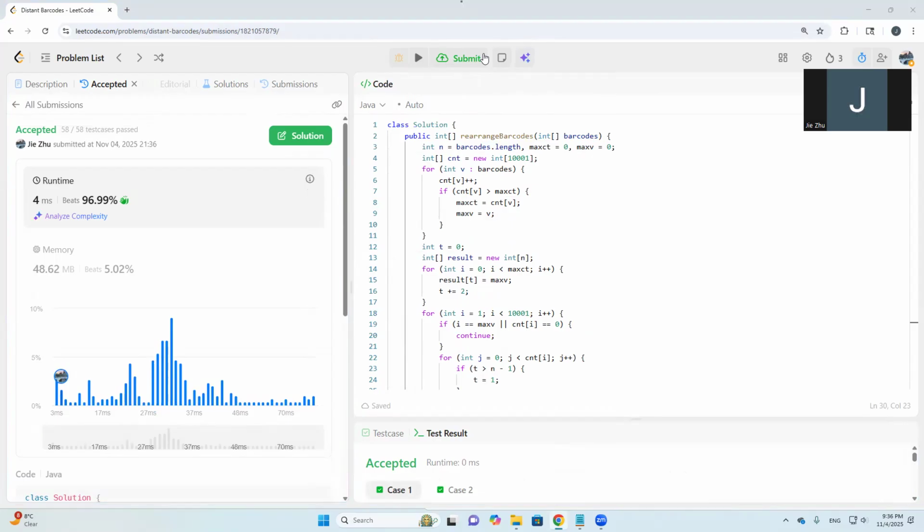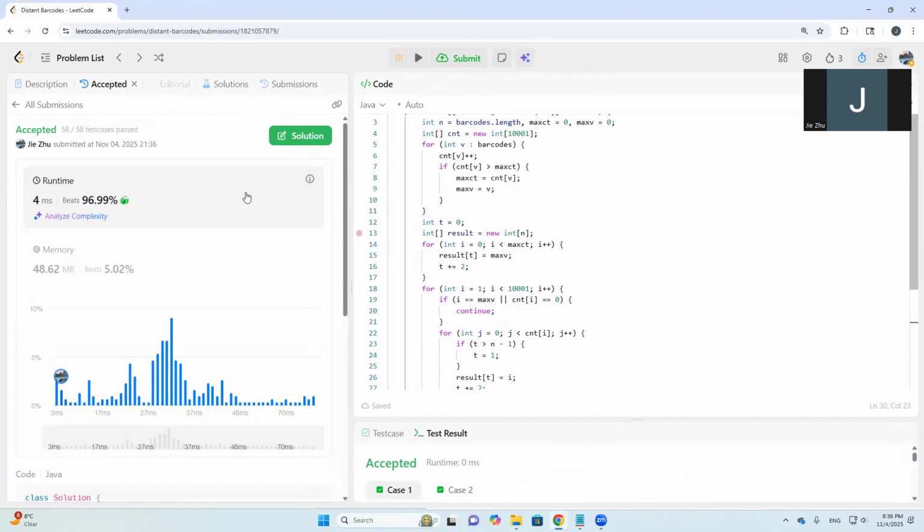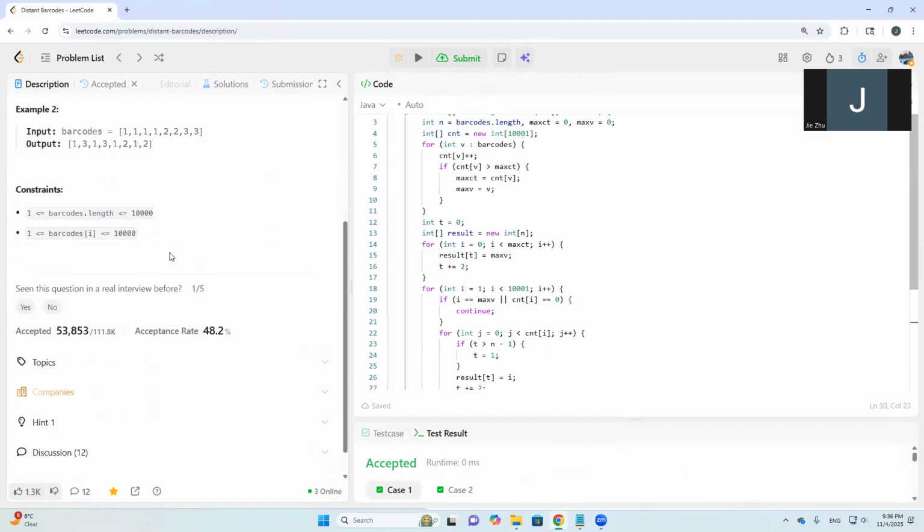Okay, so it will be O(n) time complexity with O(n) space complexity, right? And the space is also n plus 10,001.